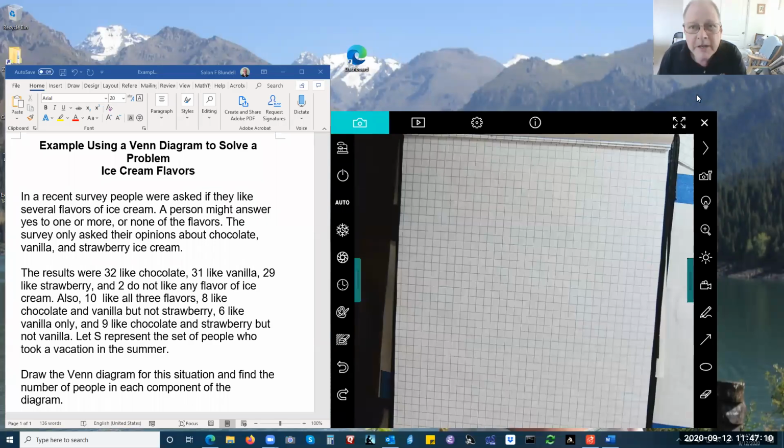This presentation is about using Venn diagrams to solve problems. It's an example using a Venn diagram to solve a problem about people's preferences on ice cream flavors.